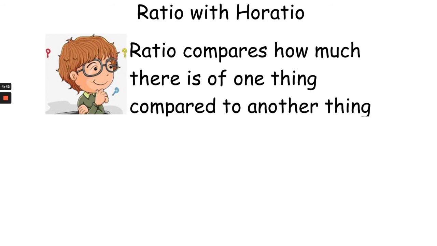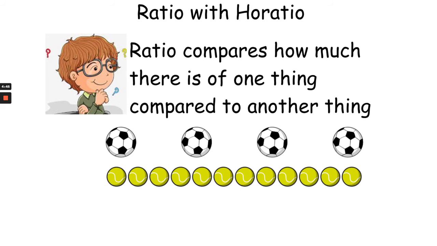So let's see what that means. We've got footballs and tennis balls, and now we can write the ratio. I could write the ratio of how many footballs there are to tennis balls. There are 4 footballs. There are 2, 4, 6, 8, 10, 12 tennis balls. The ratio of footballs to tennis balls is 4 to 12. Notice that colon in the middle showing me that I'm comparing those two values. There are 4 footballs to every 12 tennis balls.